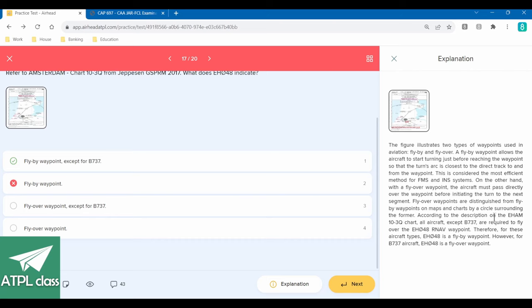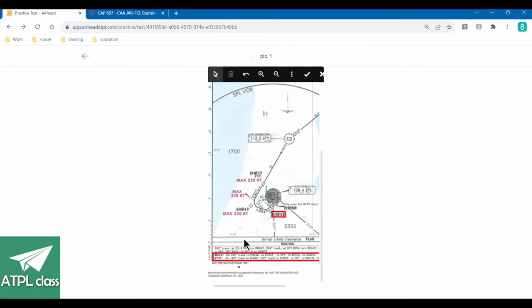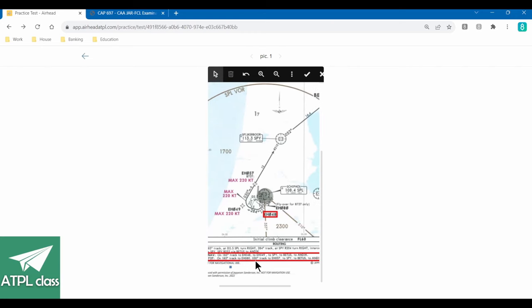Okay, so at the bottom it says, according to the description of the EHAM, the Amsterdam chart, all aircraft except 737 are required to fly over the 048 RNAV waypoint. Therefore, for these aircraft types, 048 is a flyby waypoint. However, for 737, it's a flyover. 737, EH080, then 030 to 057.